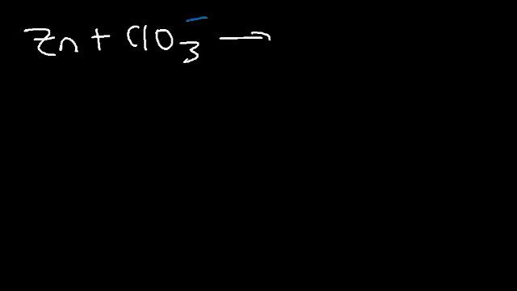In this video, we're going to focus on balancing redox reactions in acidic solution. So let's start with an example. Let's say we have the reaction between zinc and the chlorate ion, and let's say that it produces the zinc 2+ cation and chloride.